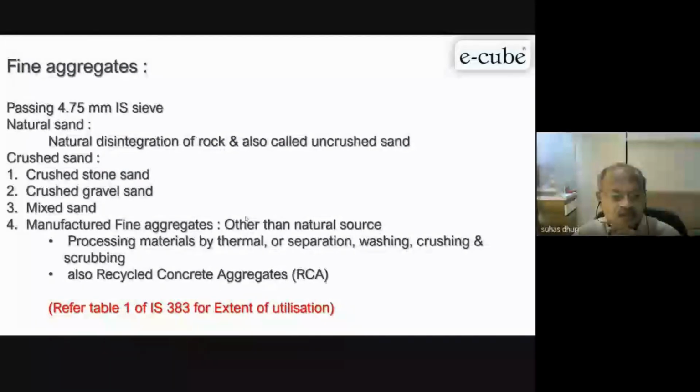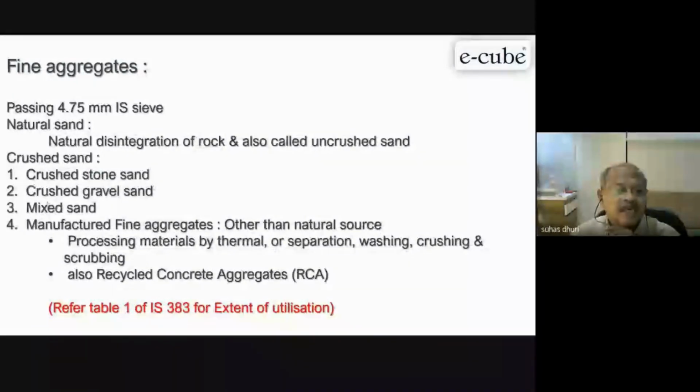Now this is also taken from your IS 383. This is, as I discussed, rock or what is called uncrushed sand. Now in nature what happens, you get crushed stone, whatever you can just crush the rocks and get the required sizes, right from say 80 to say 150 micron. Or sometimes you get gravels.